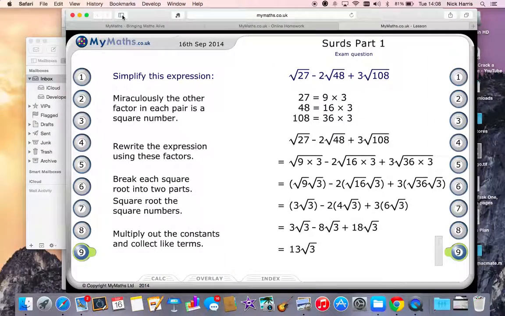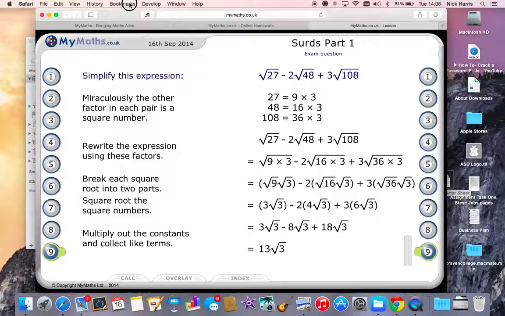Now, for any Apple geeks out there, you may have noticed that I am running OS X Yosemite, and if you are really Apple geeky, you will have noticed that on the 16th of September 2014, OS X Yosemite has not been released to the public as of yet. So you can work out how I've got it if you really want to, but you don't have to.